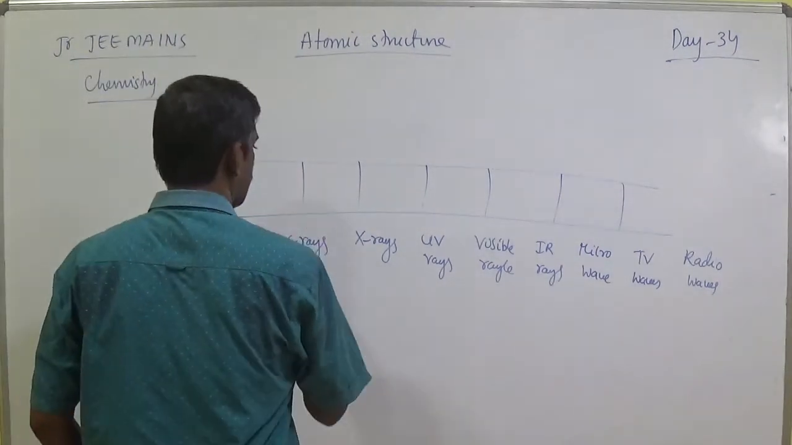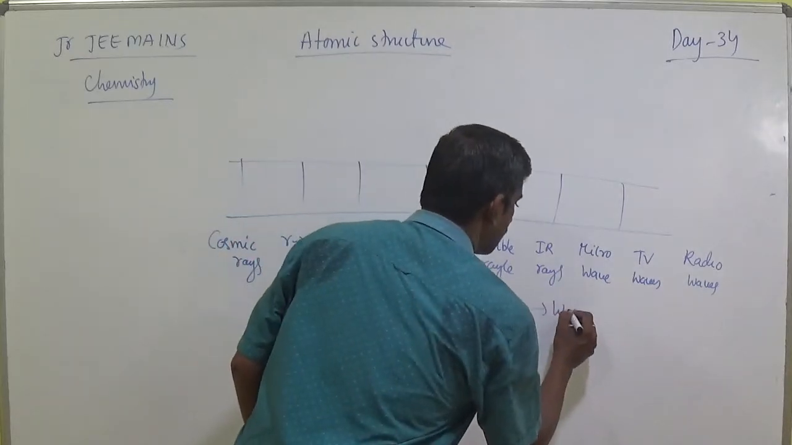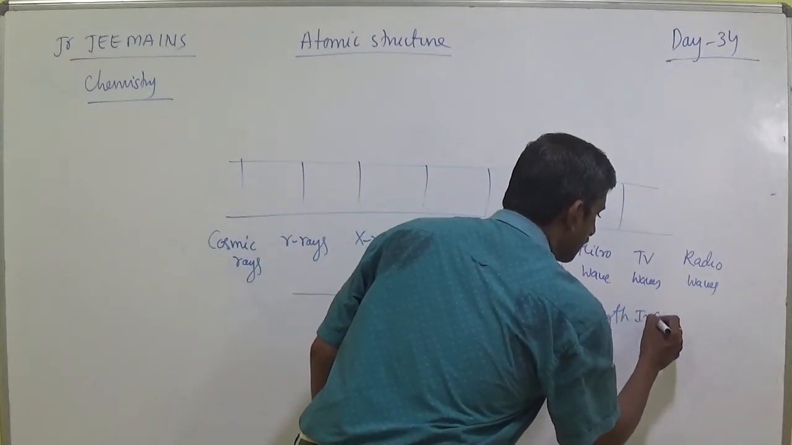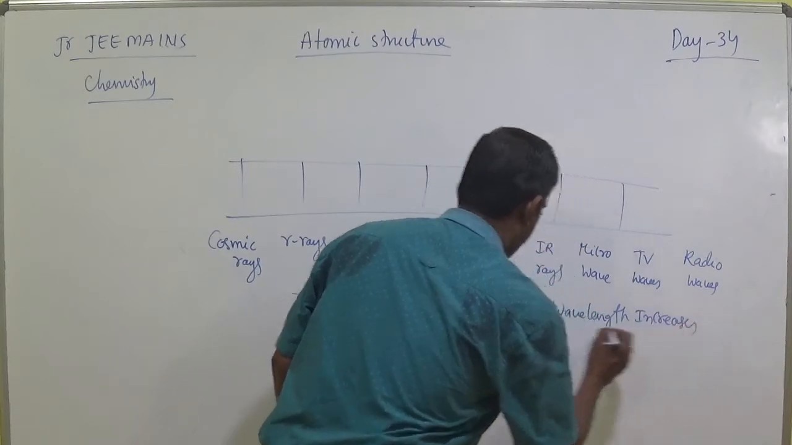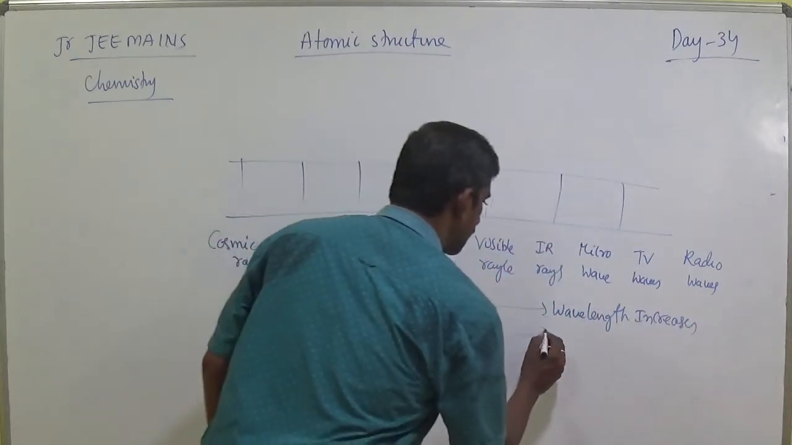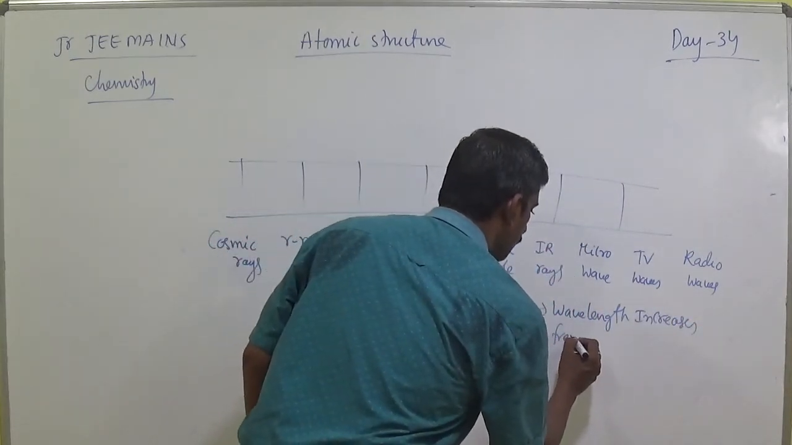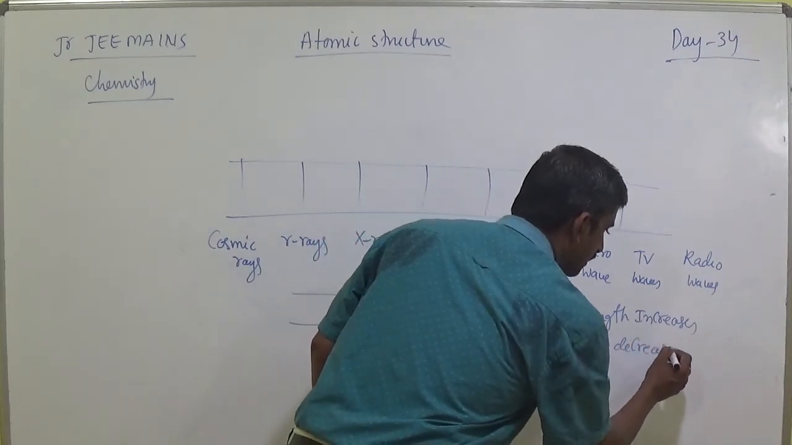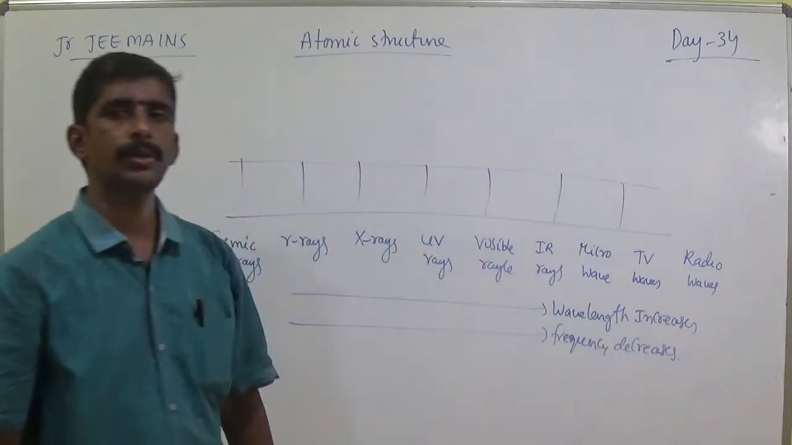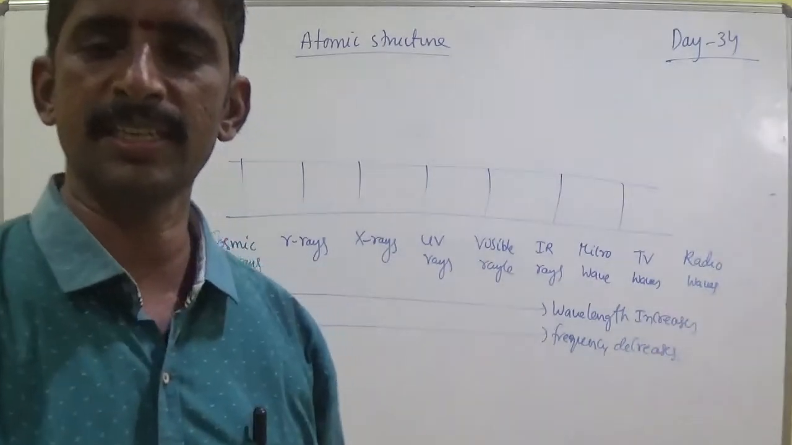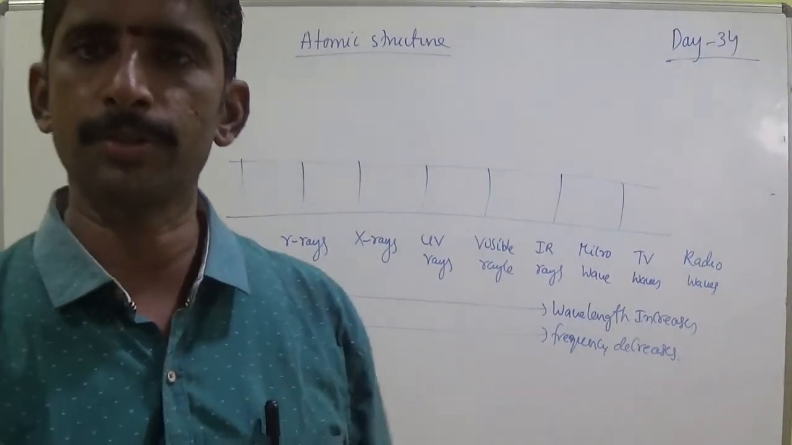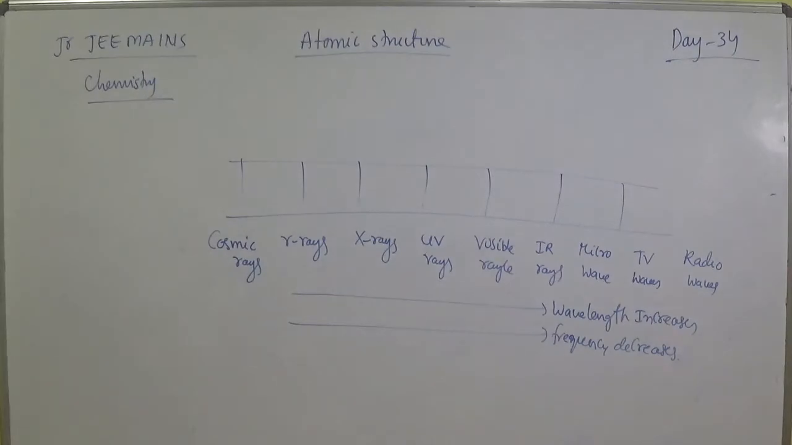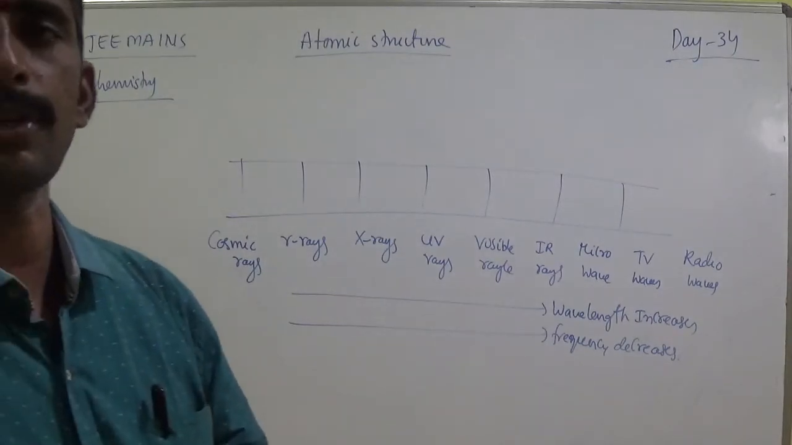So in this case, wavelength increases, and the frequency decreases. Write down those points: wavelength increases and frequency decreases. I will give some problems. Wave number. So write down, my dear students.